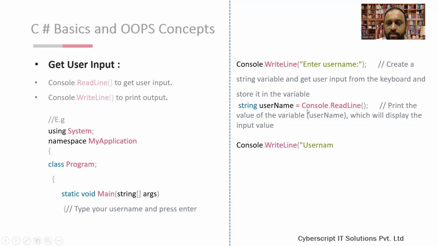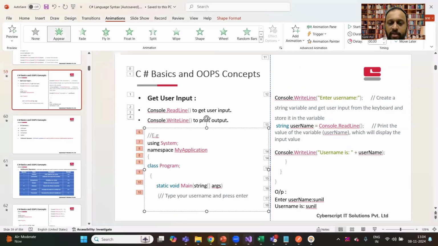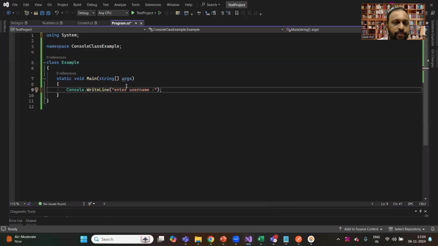After receiving the information from the console, with the help of the Console.WriteLine method, we are writing that username on the console again. So the output will be: the system will ask the user to enter a username, and after that we are just printing that username on the console with the help of the Console.WriteLine method. So let's understand this with code now.